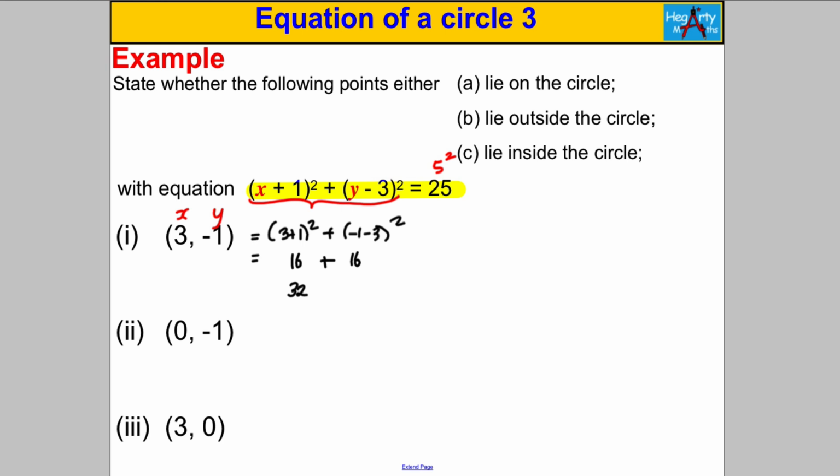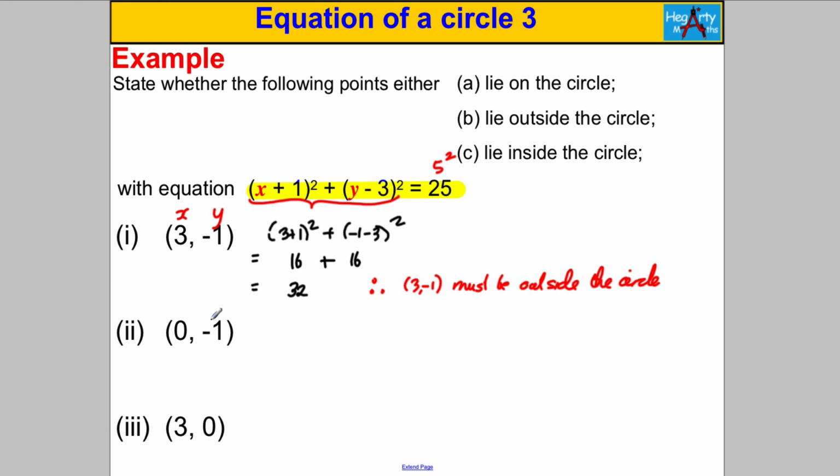Okay? So, what can we state from that? Well, we can state, therefore, that 3, -1 must be outside the circle. Because the 32 is bigger than 25, which is indicating that the distance between this point and the center of the circle is more than the radius in this case. So the radius, which would have been 5, and 5 squares to 25. So that's how you know.